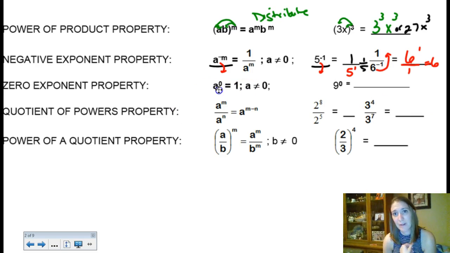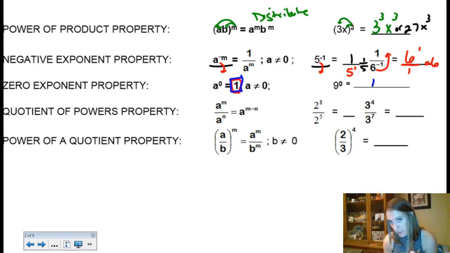This is probably the best exponent property out there. Anything to the 0 power is equal to 1. So literally anything. I saw some really creative ACT questions back in the day. So 9 to the 0 power is 1. And if you're not sure, you can try typing anything to the 0 power on your calculator. It's going to give you 1.